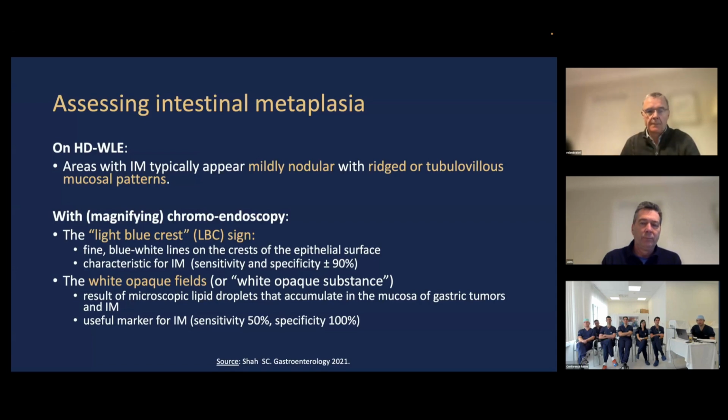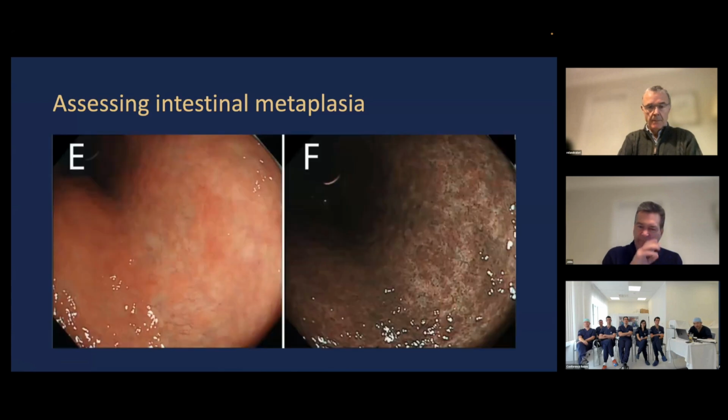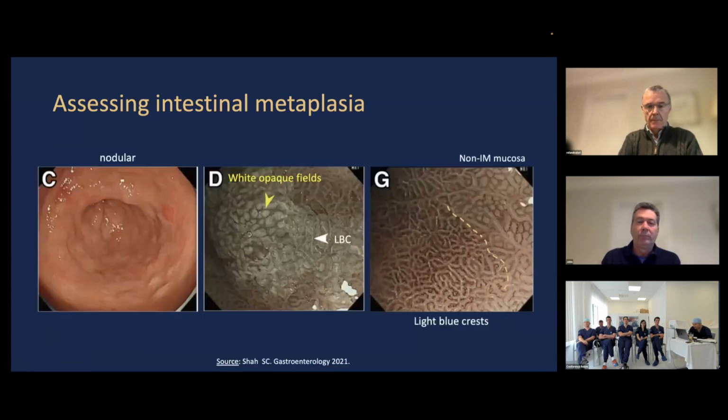And then there are these findings of the three types of intestinal metaplasia that you can see: nodularity, light blue crest signs, or the white opaque things. It's probably best to show a photo. I see it here. So this is a nice summary of the different appearances of intestinal metaplasia. It would be nice if this was an NBI image as well, because usually in NBI, you can identify nodules of intestinal metaplasia within the atrophy. What it looks like is kind of more black nodules in amongst a white background. I think someone was talking about that appearance yesterday.